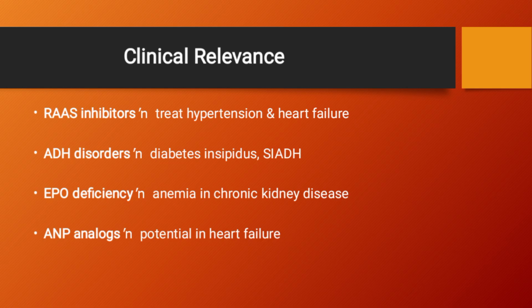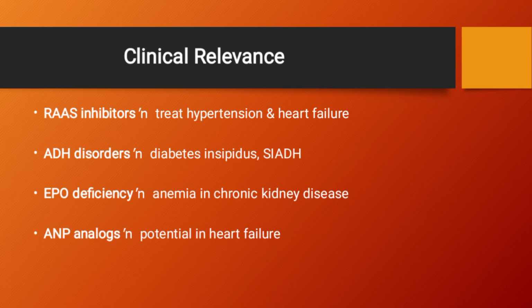What is the clinical relevance? Clinically, understanding hormonal control is essential. Renin angiotensin aldosterone system inhibitors like angiotensin converting enzyme inhibitors and angiotensin receptor blockers are widely used in hypertension and heart failure. Antidiuretic hormone disorders cause diabetes insipidus or syndrome of inappropriate ADH secretion.